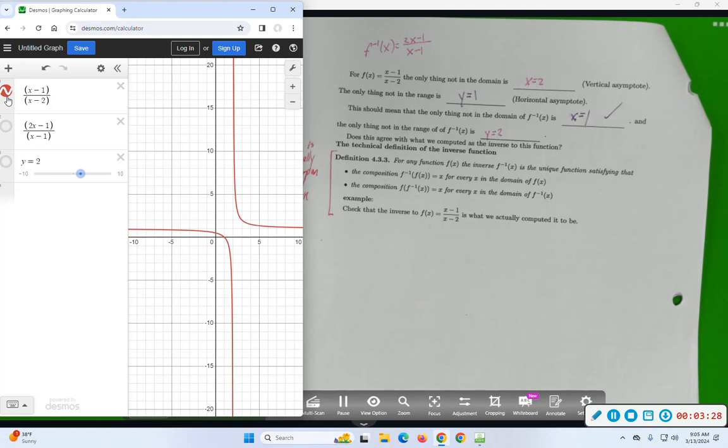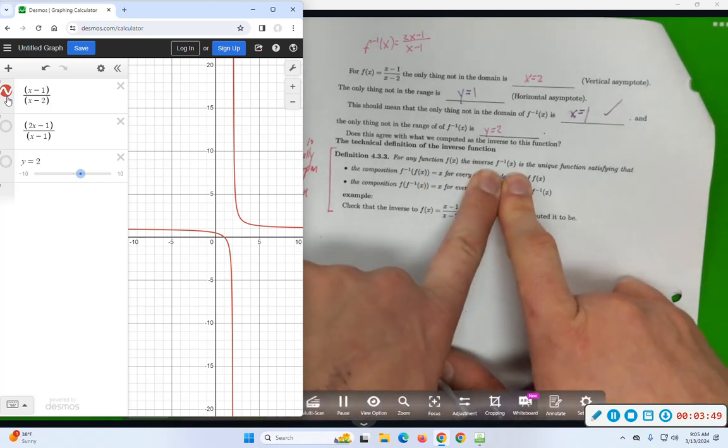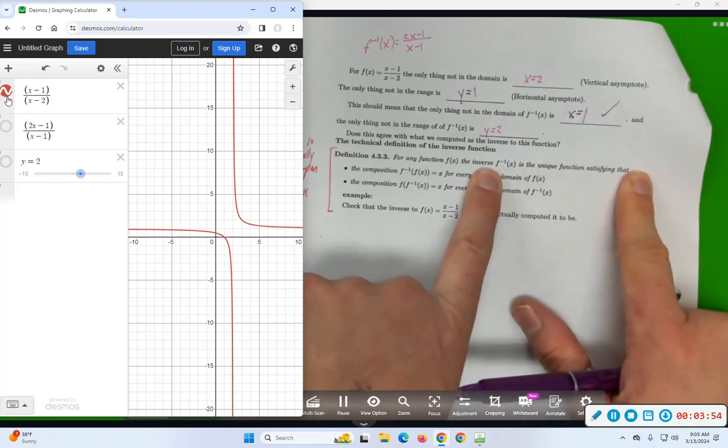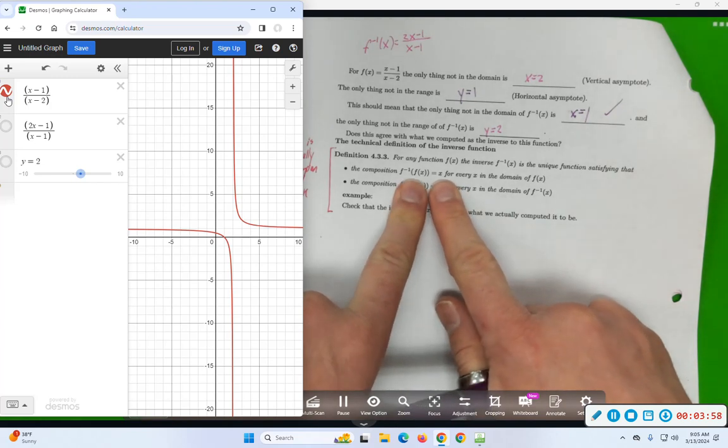Here's now the technical bit I want to get into. So all that we've done so far is what the inverse function is supposed to capture. It's supposed to be the new function you get by undoing the old function. Here's the very mathematical technical definition. If I give you a function f of x, and I tell you that f inverse of x is the inverse to that function, well, this is the unique function which satisfies these two facts. f inverse of f of x is equal to x for every x in the domain of f.